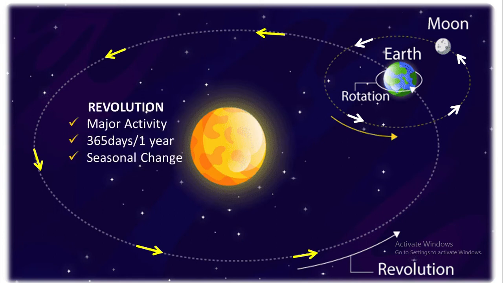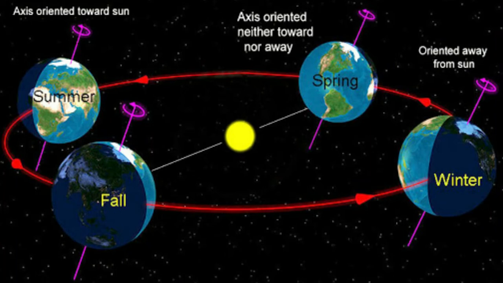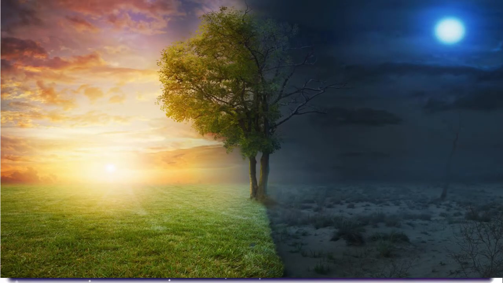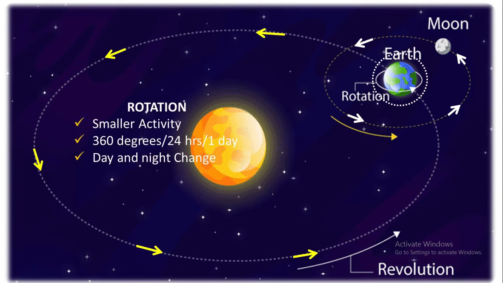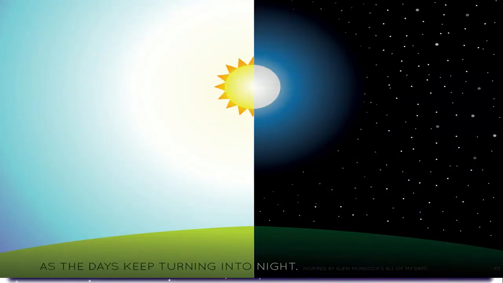If we talk about revolution, earth revolves around the sun in 365 days or 1 year. The revolution of earth is a major activity, and earth takes 1 year to complete one revolution around the sun. During the revolution of the earth, seasonal variations or seasons change on the surface of the earth. On the other hand, if we talk about rotation, earth rotates on its own axis. As compared to revolution, rotation is a smaller activity, and earth rotates 360 degrees in 24 hours or 1 day. During this rotation of earth, days and nights are caused on the surface of earth.